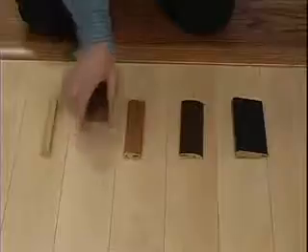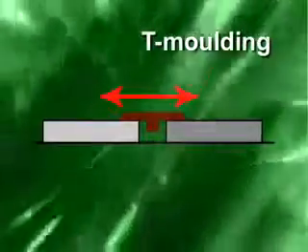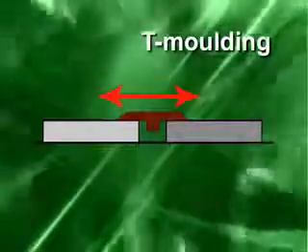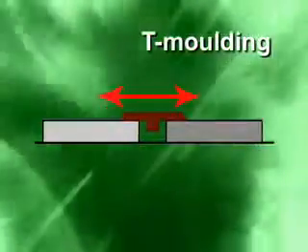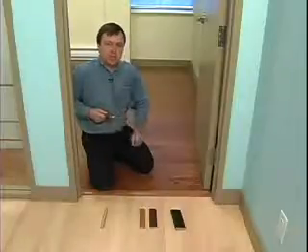A second choice for moldings that we have is our T-molding. The T-molding here would be used as a transition between different rooms, or when you're installing the same floor in different rooms and you want to cover up two sides and have an expansion gap in the perimeter.